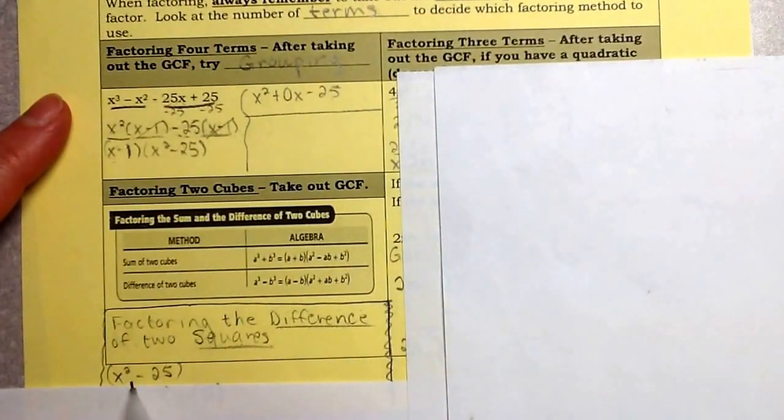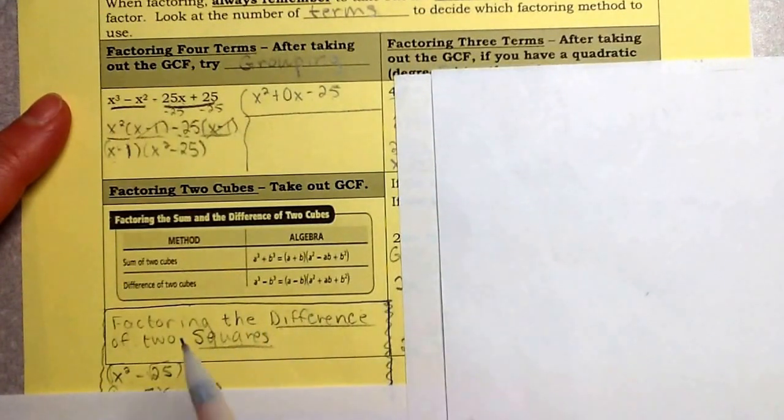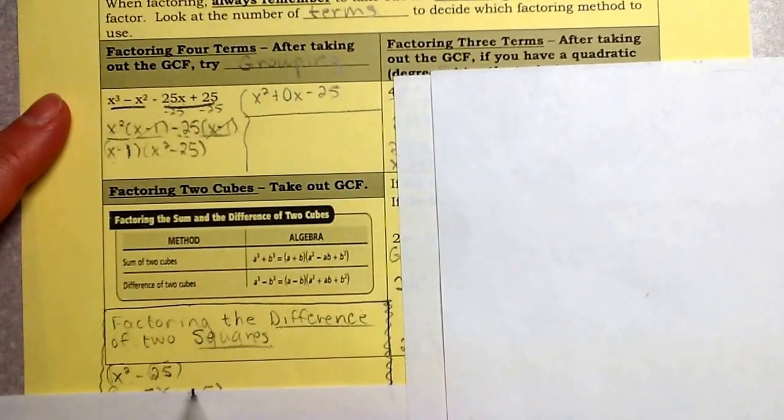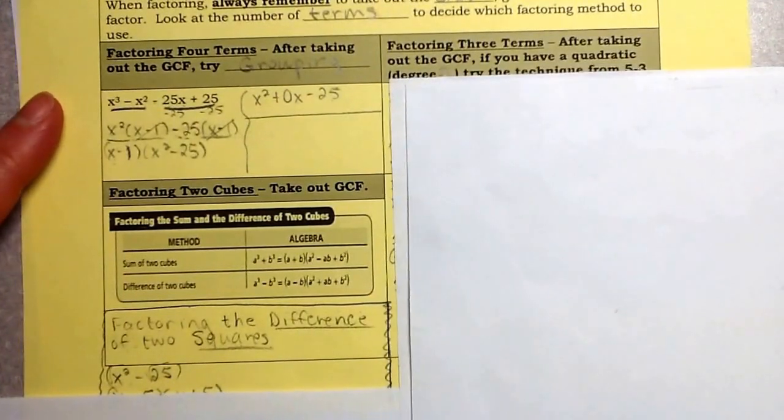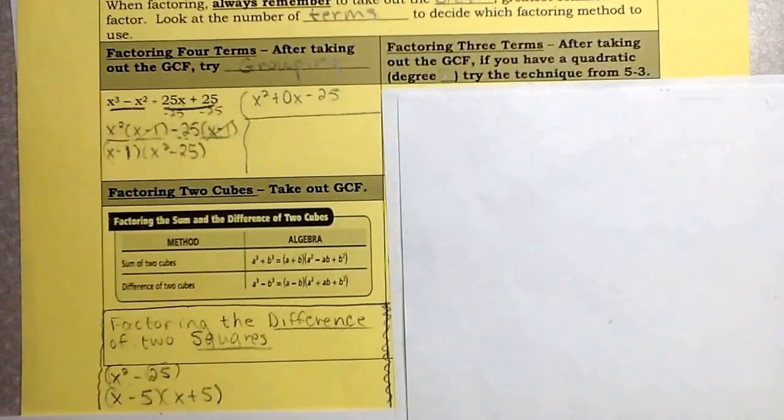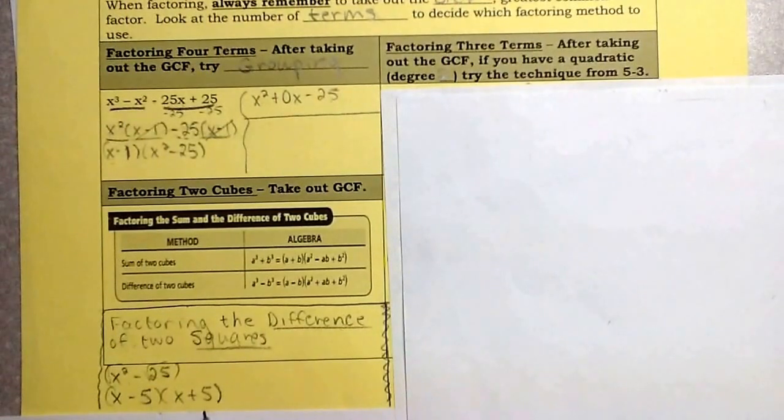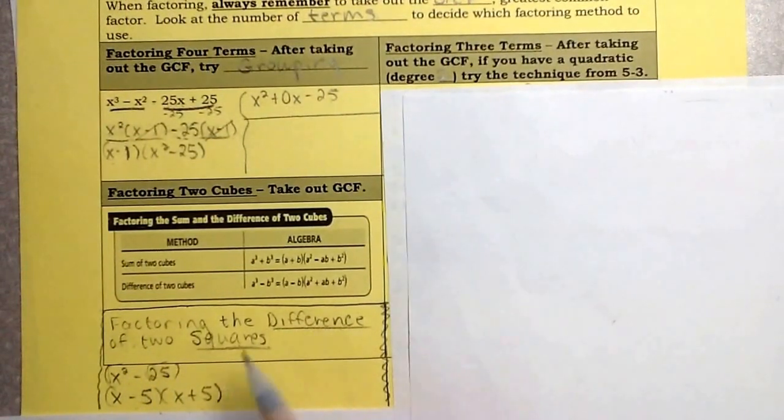Then there's a shortcut to this. You can just take the square root of this and the square root of that, and that would give you x and 5. And then you would just alternate the terms. One would be positive, one would be negative. So x squared minus 25 factored would be this. I just want to show you that it works.